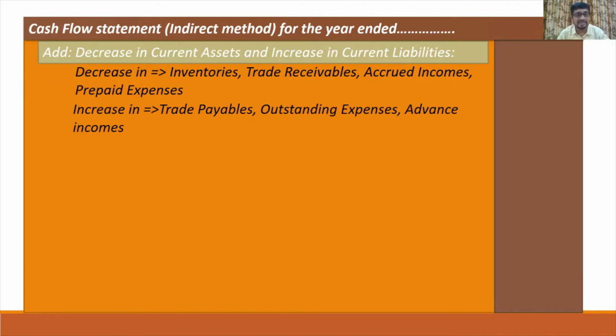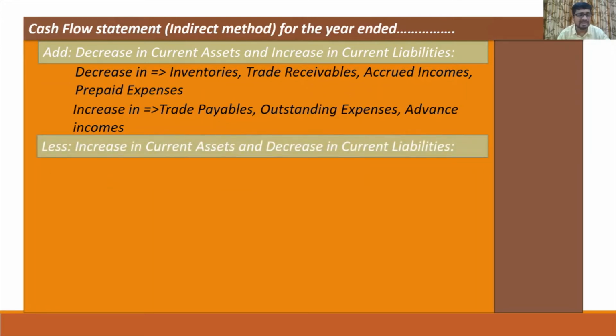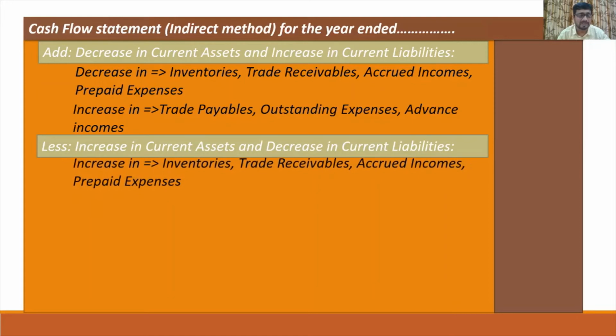And an increase in liabilities, current liabilities like trade payables, outstanding expenses, advance income. If there is any increase in current liabilities, it will be added. Again, if there is any increase in current assets and any decrease in current liabilities, children, it will be subtracted. Some examples are an increase in inventories, trade receivables, accrued incomes, prepaid expenses. If there is any increase, it will be subtracted because cash reduces.